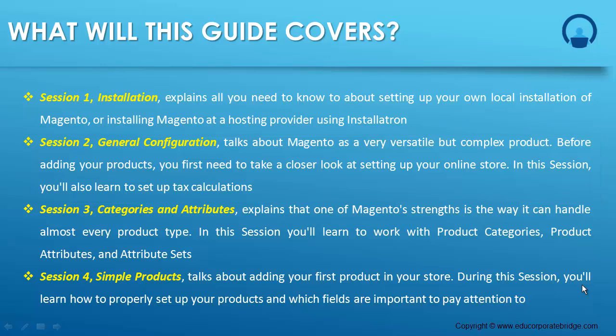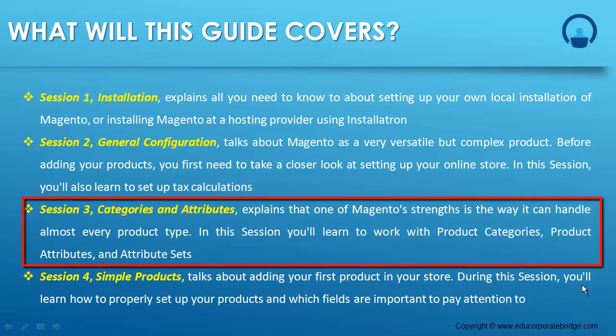Session 3 is categories and attributes. It explains that one of Magento's strengths is the way it can handle almost every product type. In this session, you will learn to work with product categories, product attributes, and product sets.